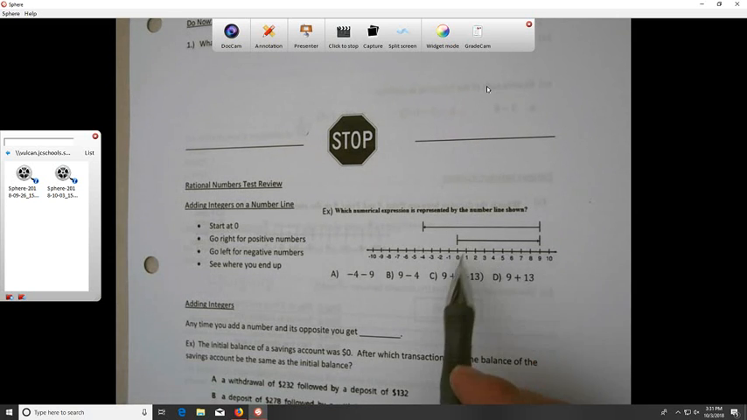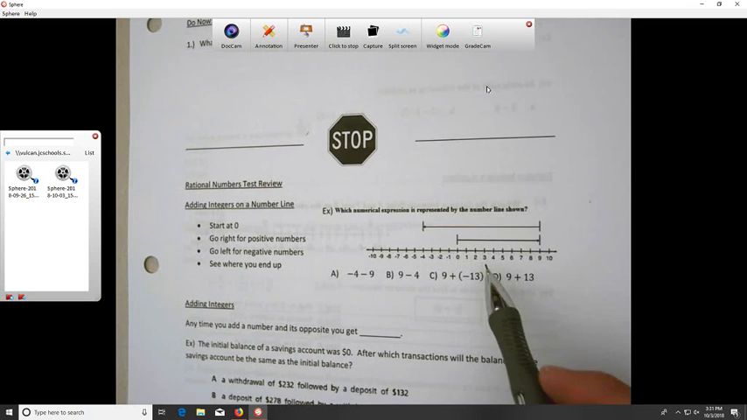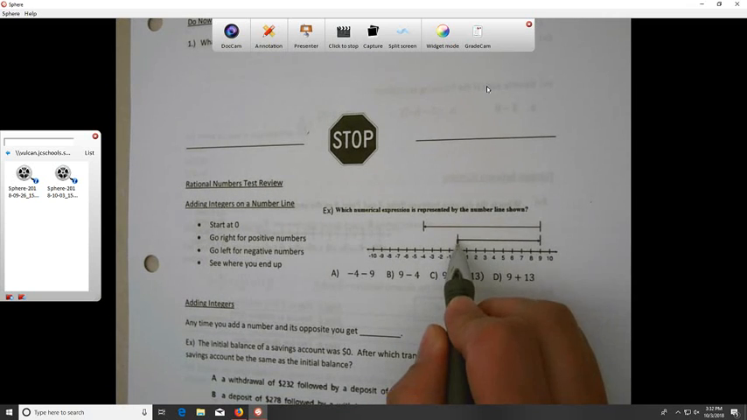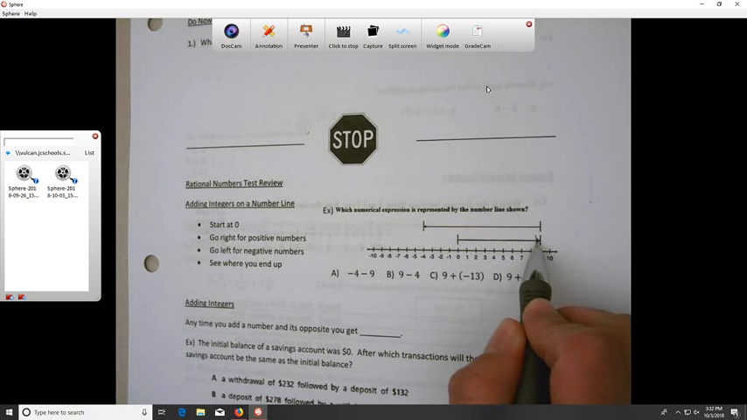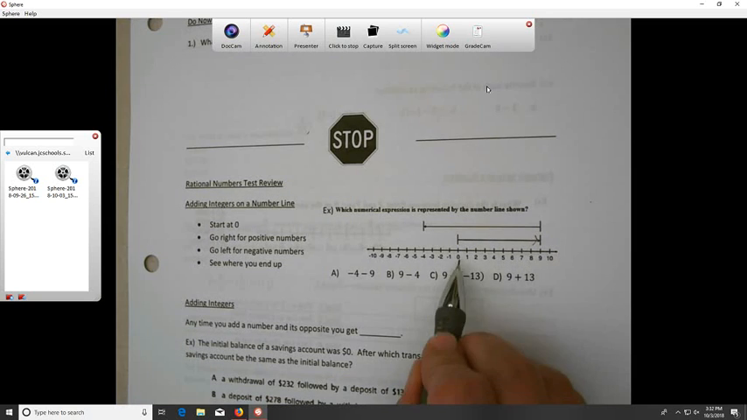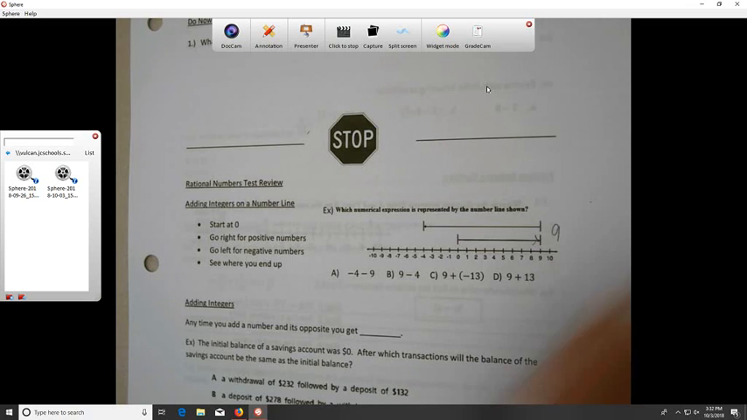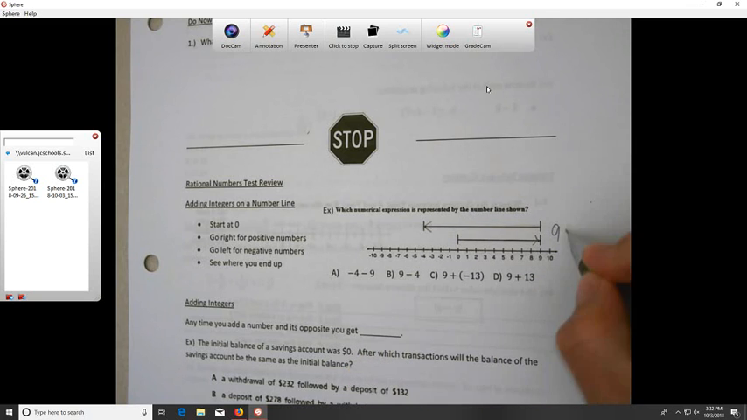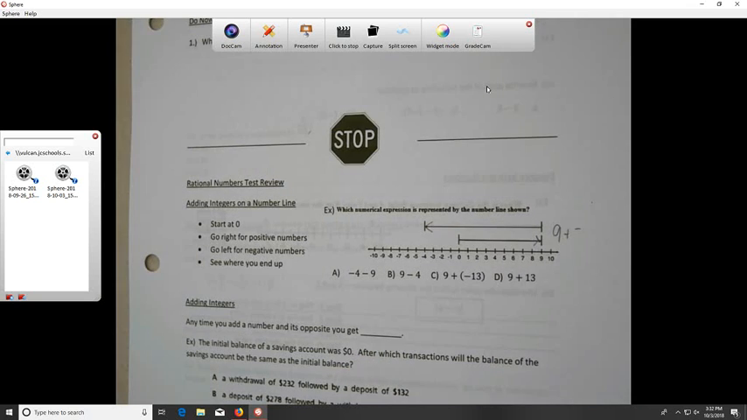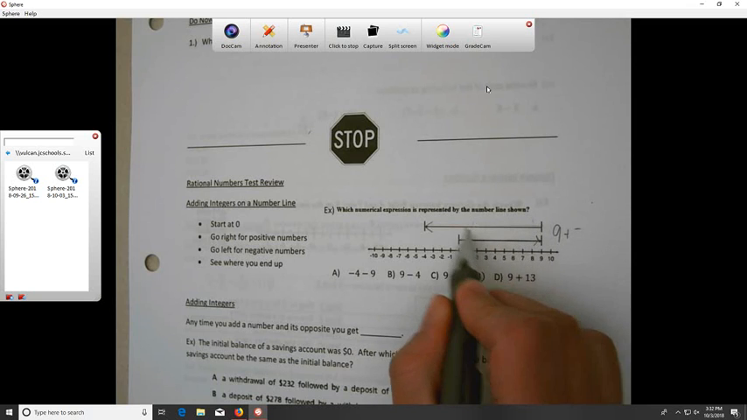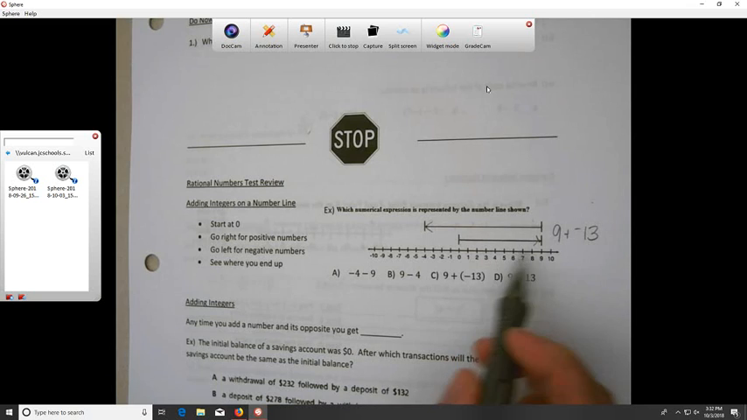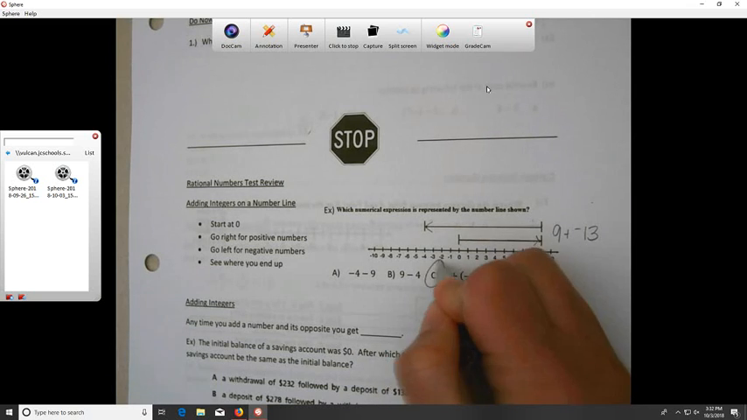So this one says, which numerical expression is represented by the number line shown? So I'm going to start at 0. Because this arrow is going to the right, I know that this is a positive number, and it's 9 spaces, so that's going to be a positive 9. Now this arrow picks up where that one left off, and this one is moving to the left, so I know that I'm going to be adding a negative number. And if I just count how many spaces long the arrow is, it's 13. So this model is representing 9 plus negative 13, which would be choice C.